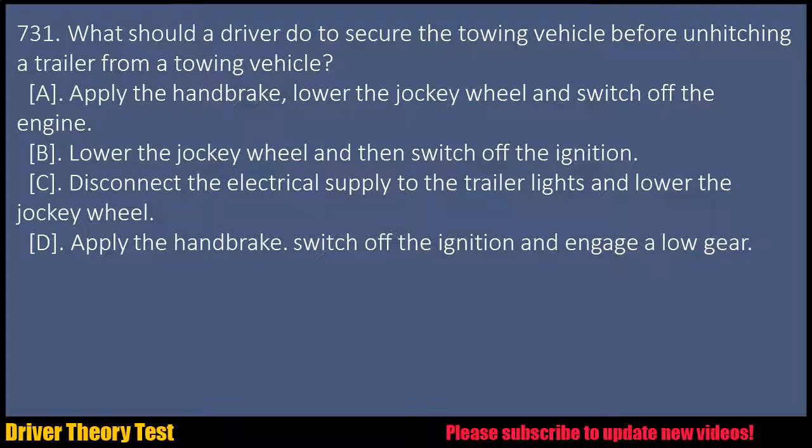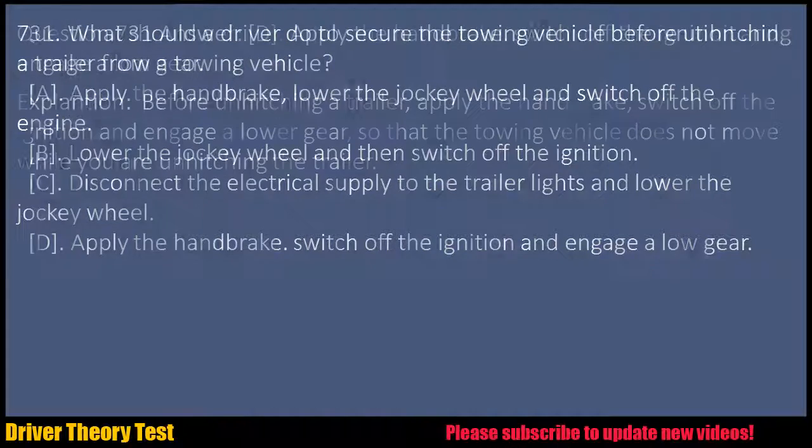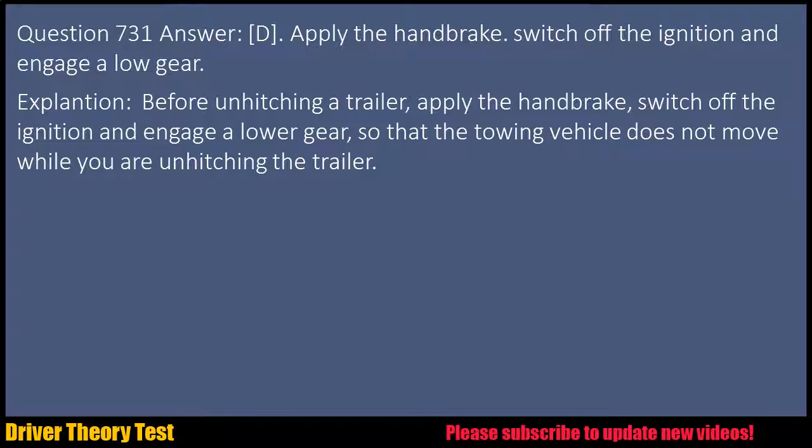B. Lower the jockey wheel and then switch off the ignition. C. Disconnect the electrical supply to the trailer lights and lower the jockey wheel. D. Apply the handbrake. Switch off the ignition and engage a low gear. Question 731. Answer: D. Apply the handbrake. Switch off the ignition and engage a low gear. Explanation: before unhitching a trailer, apply the handbrake, switch off the ignition and engage a lower gear, so that the towing vehicle does not move while you are unhitching the trailer.